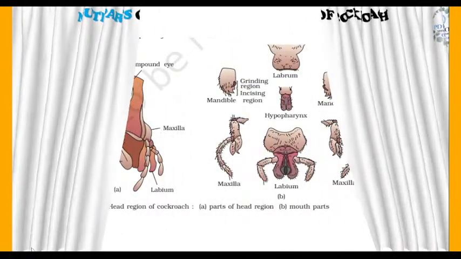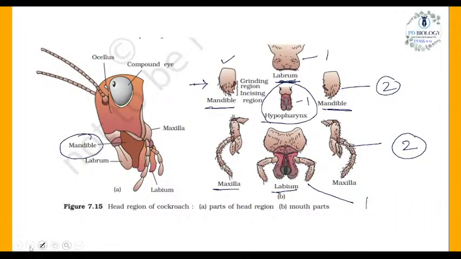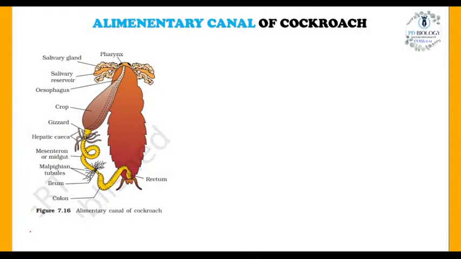So let's move to the next part, that is the alimentary canal of cockroach. The digestive system or alimentary canal has three parts: the foregut, the midgut, and the hindgut. The foregut is lined by cuticle.